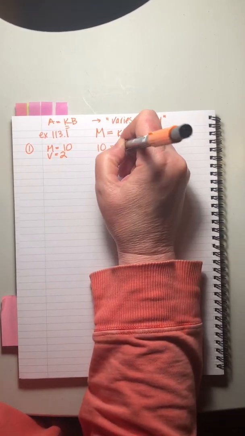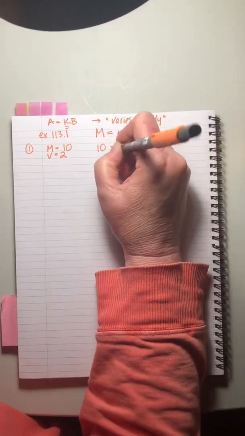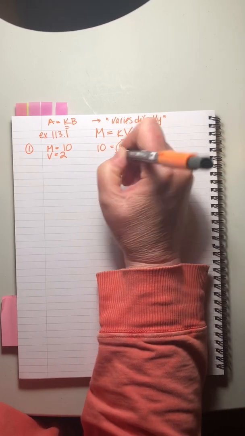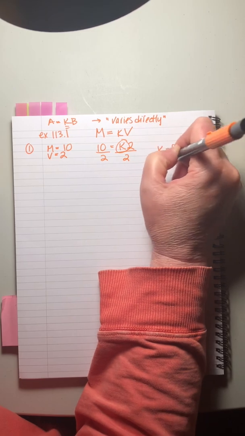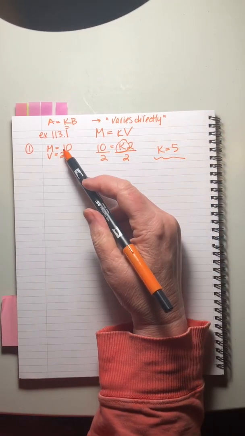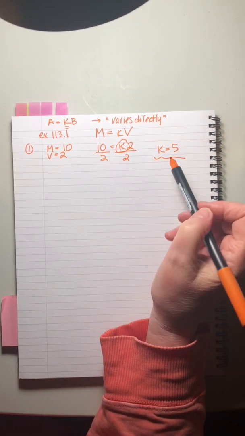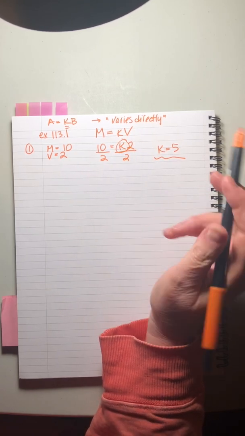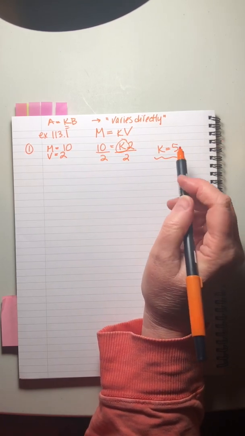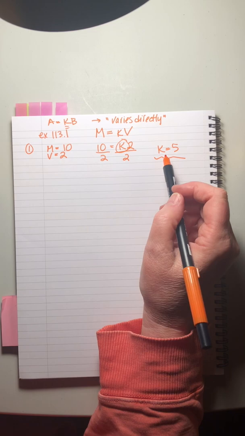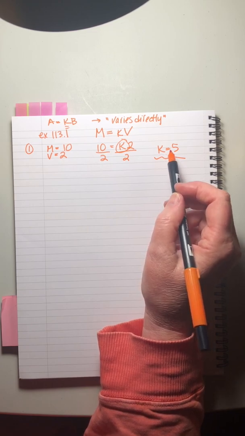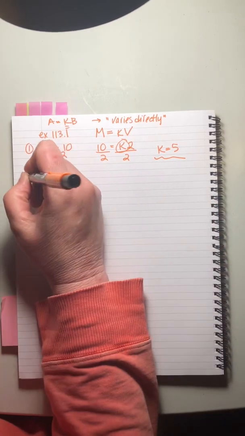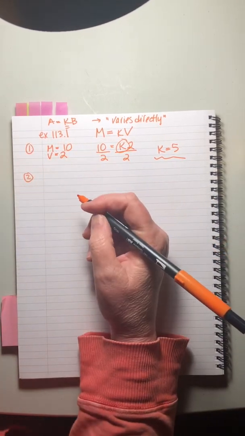10 equals K times 2. I want K by itself. I divide by 2, and I get K equals 5. Again, that's not a mass or a volume. It's just a magical number that connects the two. Not magical, but a mathematically specific number that gets us where we want. Now, step 2, we look for the mystery.